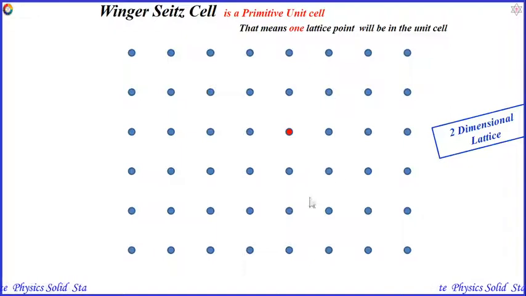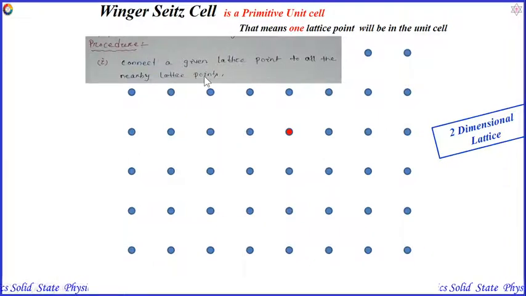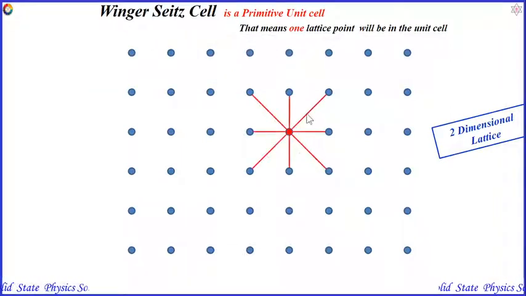Consider this is a two-dimensional lattice. So if we consider the first step of the procedure, that is, connect a given lattice point to all the nearby lattice points. Suppose this is the given, or arbitrary, lattice point, and connect this lattice point to its nearby lattice points, like this.